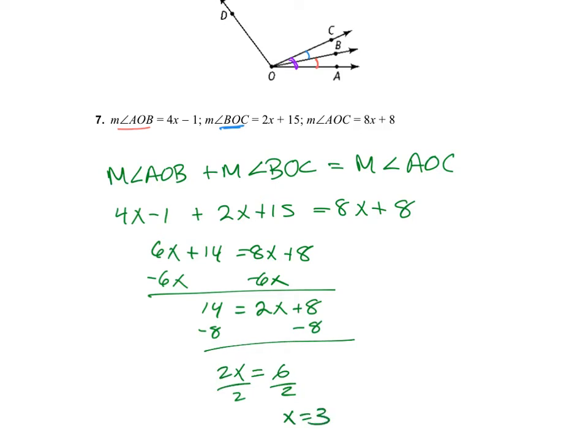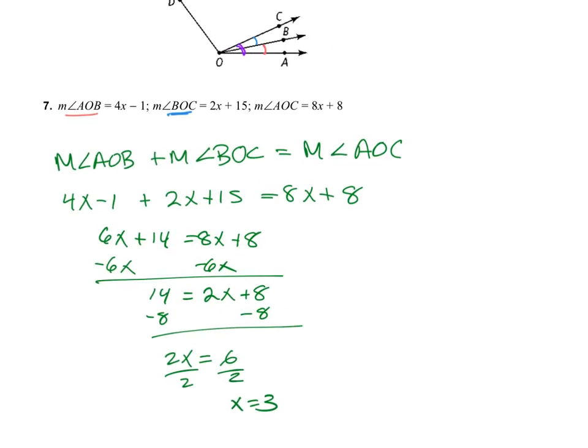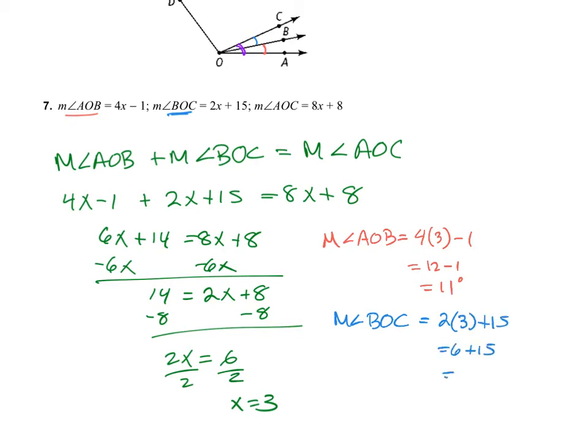And it's asking me for the angle measurement, so now I have to plug in that information. The measurement of angle AOB equals 4x minus 1, but we already know x is 3, so 12 minus 1 is 11 degrees, right? The measurement of angle BOC equals 2x plus 15, so 2 times 3 plus 15, 6 plus 15 equals 21.